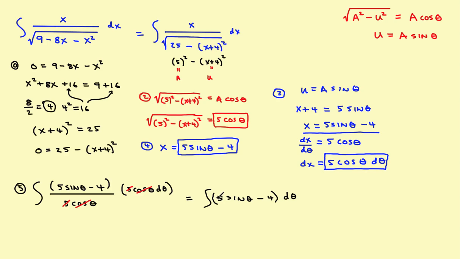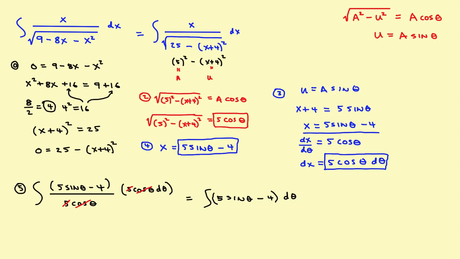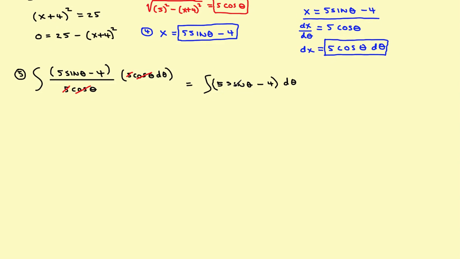Okay, now next step is to find the antiderivative of this. So if we look at step number 6, it says evaluate this new trig integral. So we'll go ahead and do that. And to do this, it's just a typical trig problem. Rather than having an integral of two things subtracted, go ahead and change it into two separate integrals. So we'll make this be equal to the integral, and we'll look at the first one. It'll be 5. We'll go ahead and move the 5 out in front. So 5 times the sine of theta, d theta. So there's the first one. And then you've got minus the integral of 4 d theta.